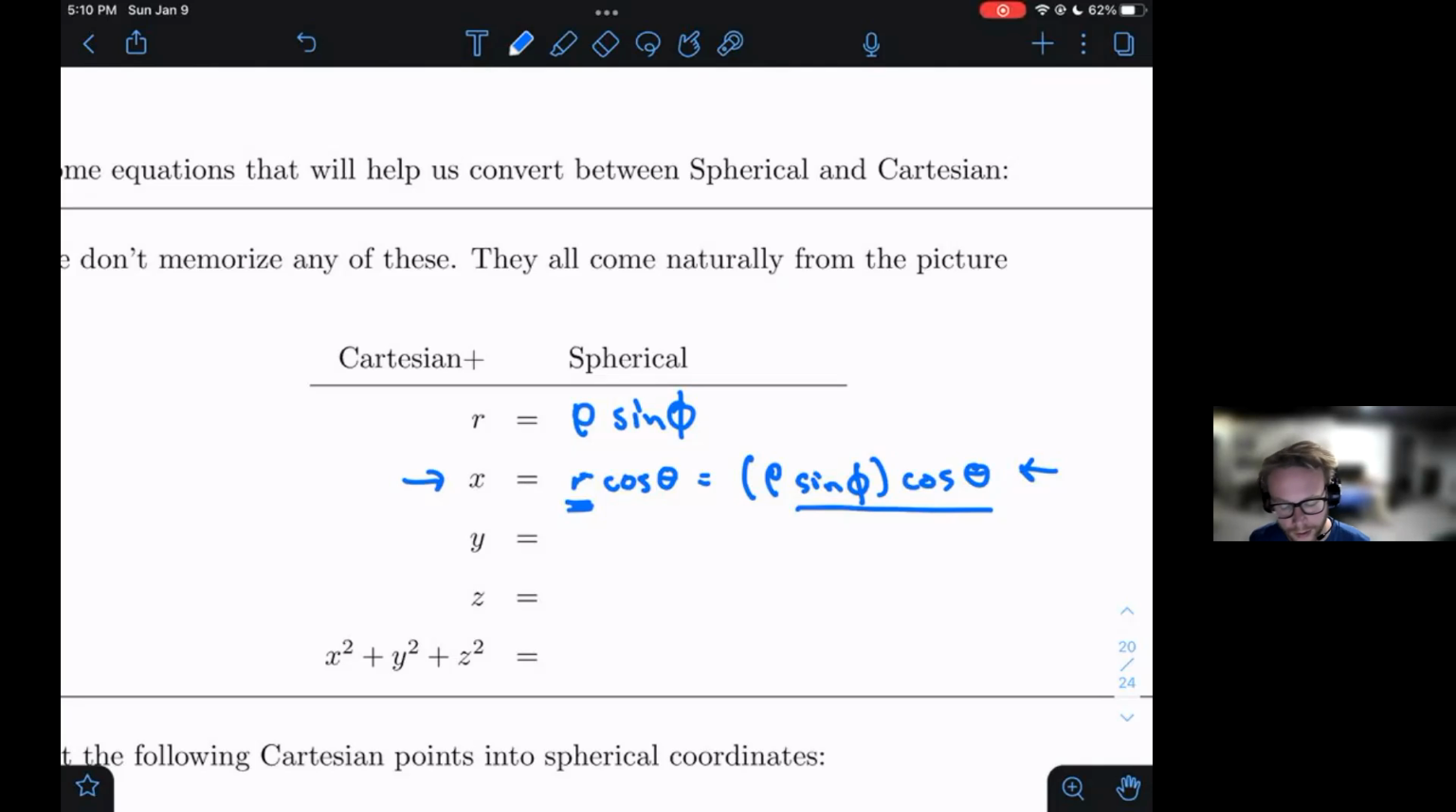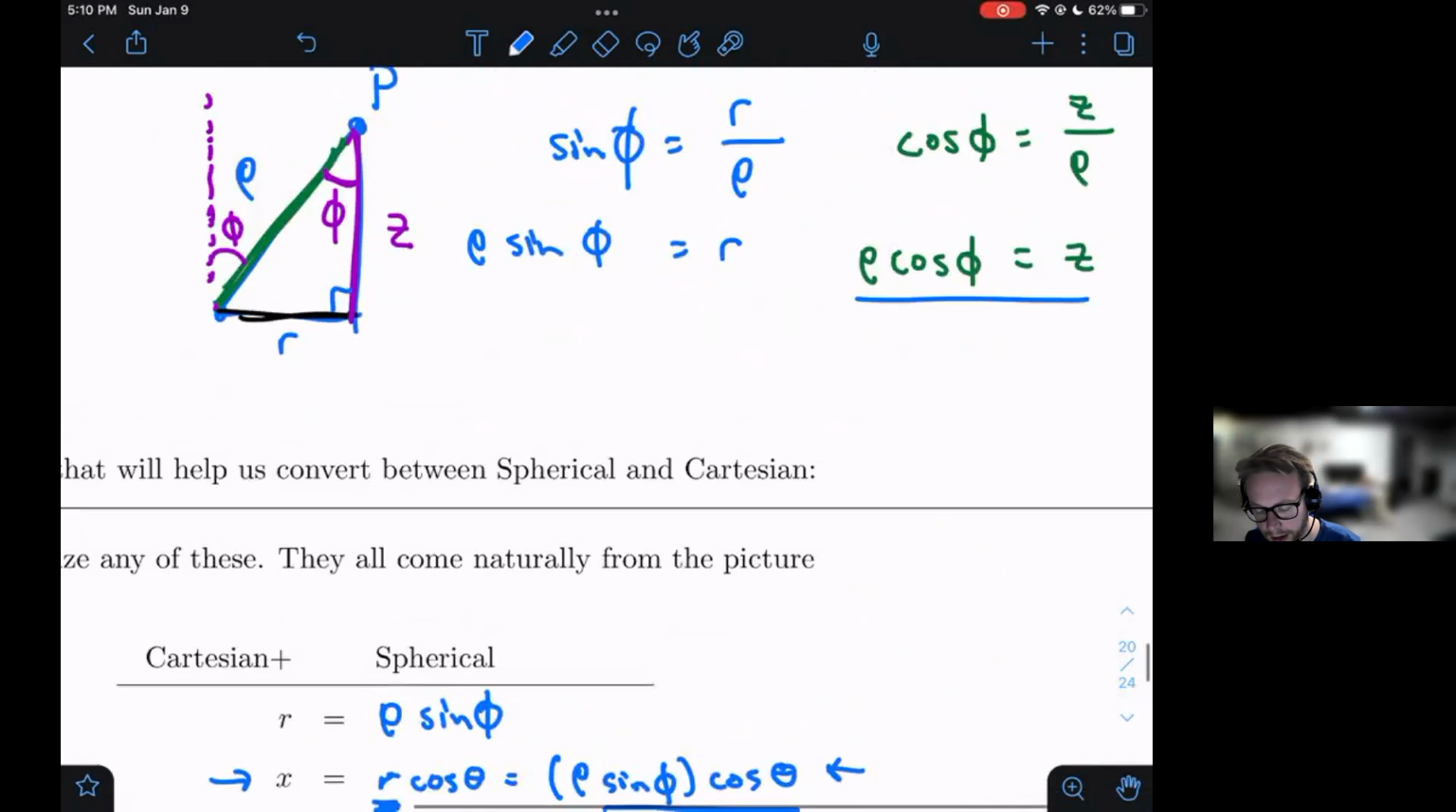Likewise with y. Y is supposed to be r sine theta. And that's perfectly fine for cylindrical. However, for spherical, it doesn't have r, right? So you can't use that r there. We need to trade that in. But again, using that nice diagram that we have, we know that r is equal to rho sine phi. So rho sine phi sine theta. There we go. We know that z is equal to rho cosine phi. That was back from up here.